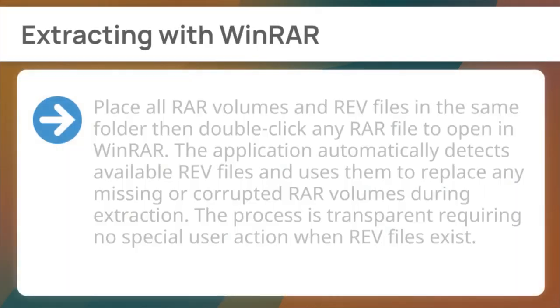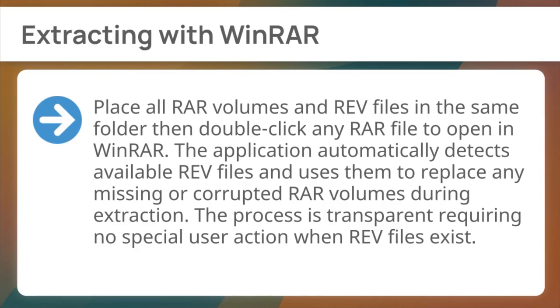First, extracting with WinRAR. Place all RAR volumes and REV files in the same folder, then double-click any RAR file to open in WinRAR. The application automatically detects available REV files and uses them to replace any missing or corrupted RAR volumes during extraction. The process is transparent, requiring no special user action when REV files exist.